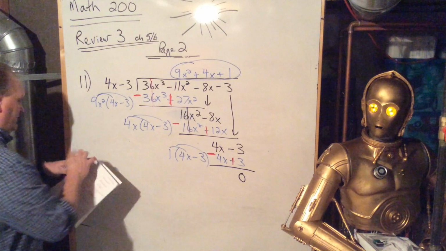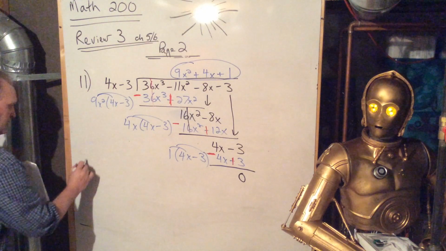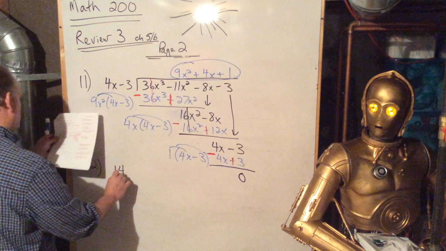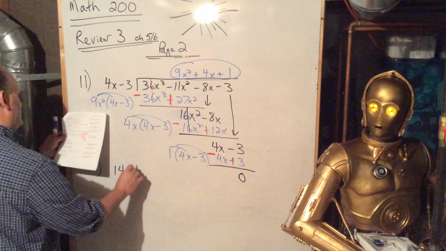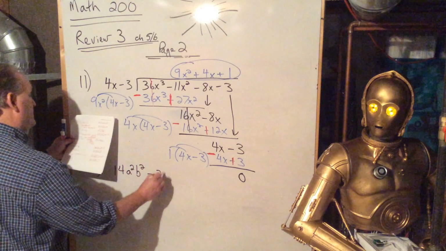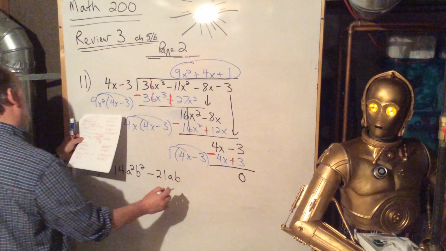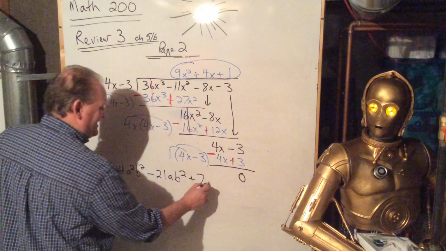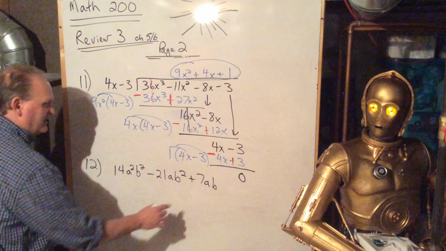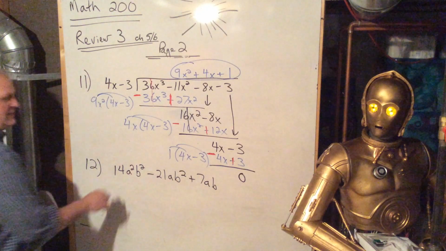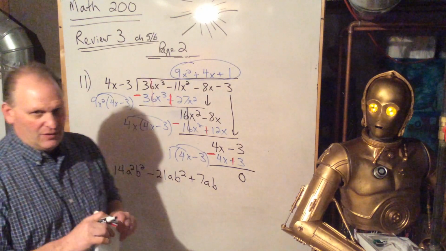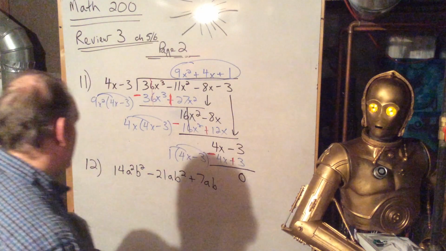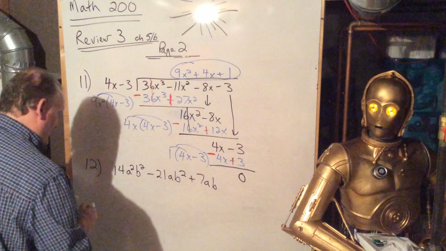We could do 12. We'll sneak in 12 here. That's just factoring out using greatest common factor. So 14a squared b squared minus 21ab squared plus 7ab. Okay, so we look at 7, 21, and 14. What's the biggest number we can pull out of every one of those numbers? And the answer is 7.